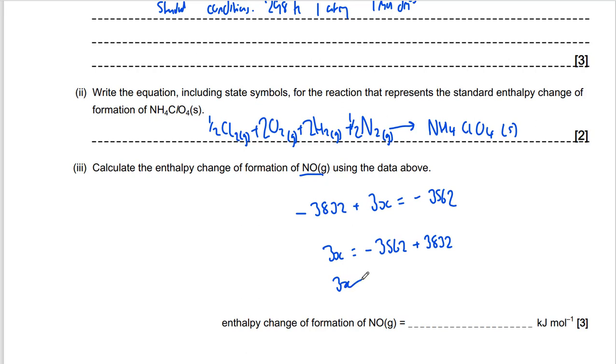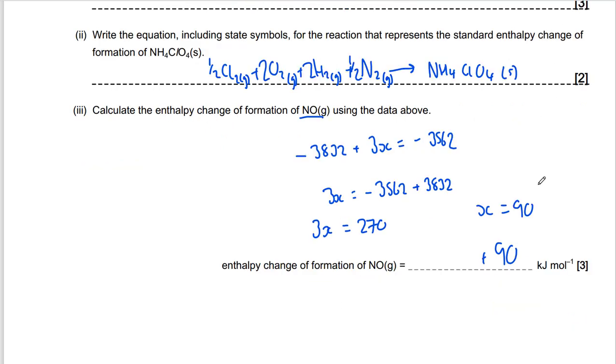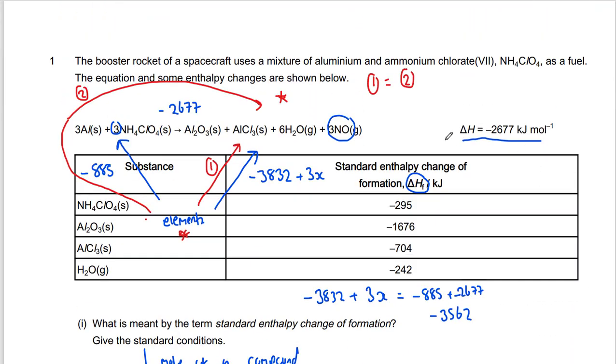So 3x equal, oh dear, what have I done there? My pen's just gone a bit funny. So 3x equals 270, and therefore x equals 90, and that will be your answer, and it's a positive number, plus 90. And there you go. Nice and straightforward. So, I mean, I say straightforward. There's a lot of work to do here, so hopefully it's clear how I've done this.